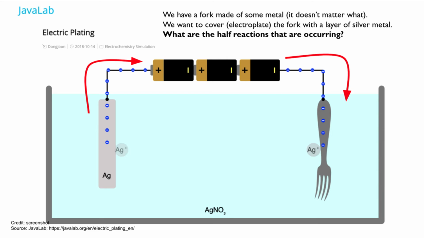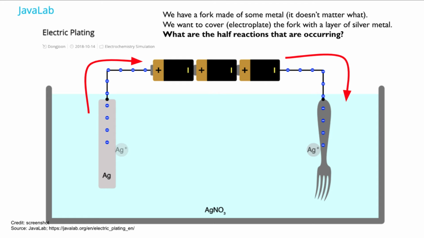Next question is, what are the half reactions that are occurring at both sides of this electroplating setup? So I see an Ag plus, I see electrons, and I see Ag solid. That might give us a bit of an idea here. This is a tricky one, but I want you to pause the video and see if you can think about the two half reactions that are occurring. One at the silver on the left-hand side, one over at the fork on the right-hand side.